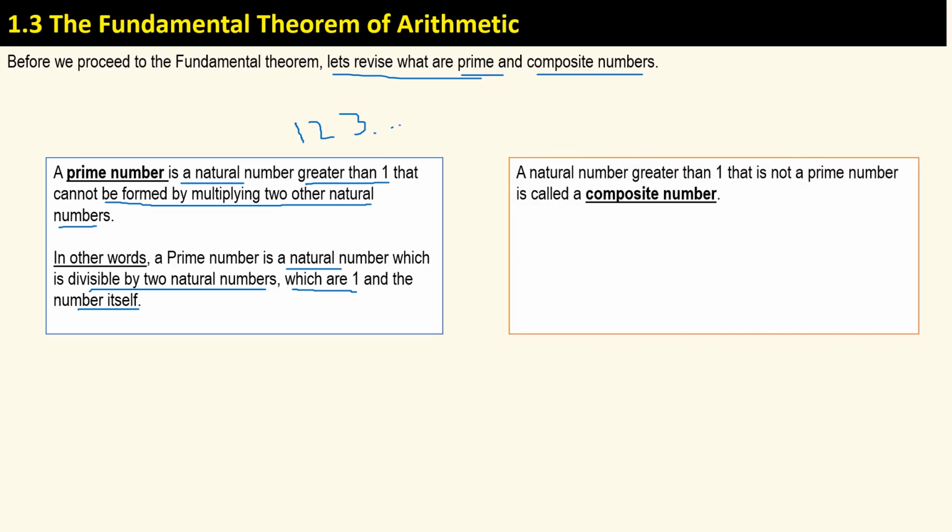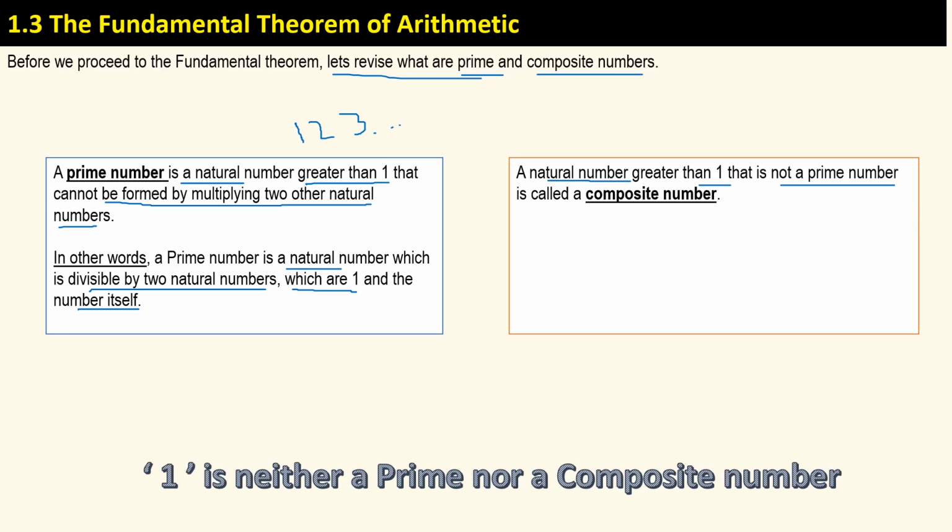And what are composite numbers? A composite number is a natural number which is greater than 1 and which is not a prime number. Then that number is called a composite number. So we have seen a prime number, and a number which is not a prime number is a composite number. And what about the number 1? By these definitions, a prime number is greater than 1, and a natural number greater than 1 can be a composite number. We notice that 1 is neither a prime number nor a composite number.